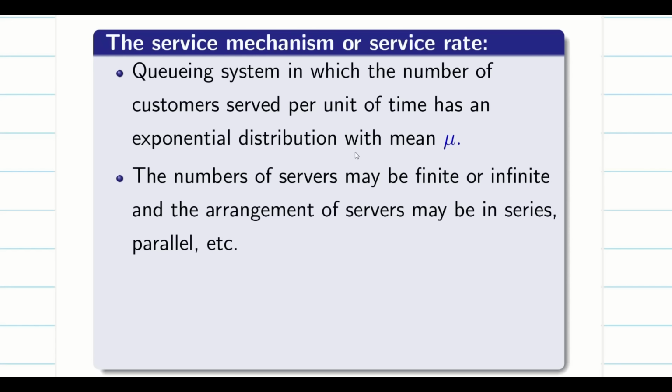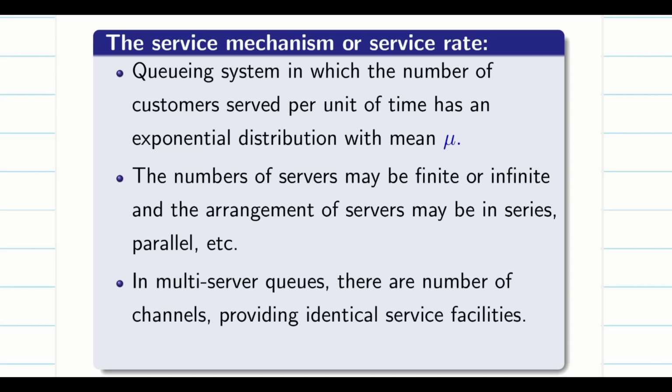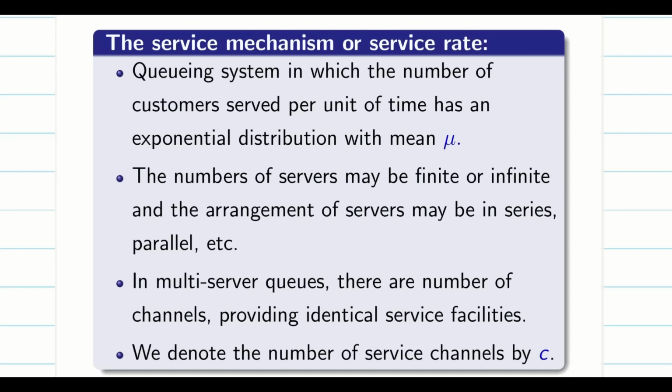Now it is very important: the servers may be finite or infinite. Sometimes we have multi-server queues, where the number of channels is more than one. We denote the channels by C. If C is 1, it is a single server. If C is 2, 3, 4, etc., it is multi-server.